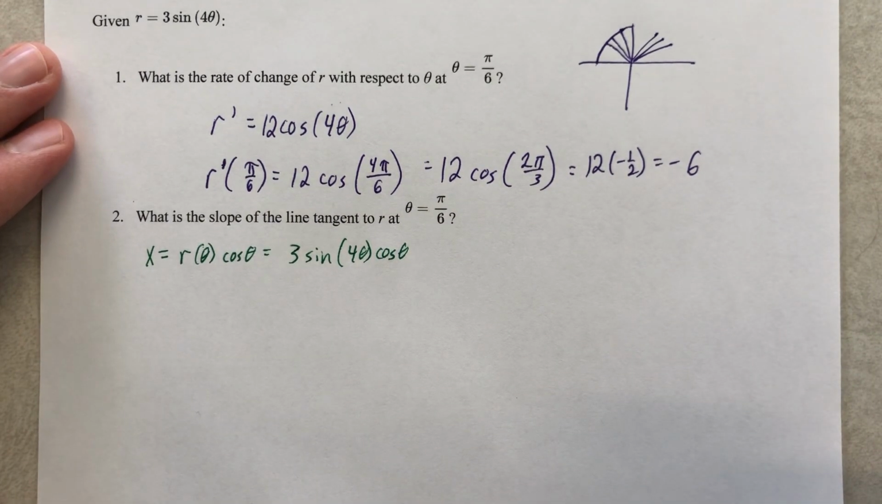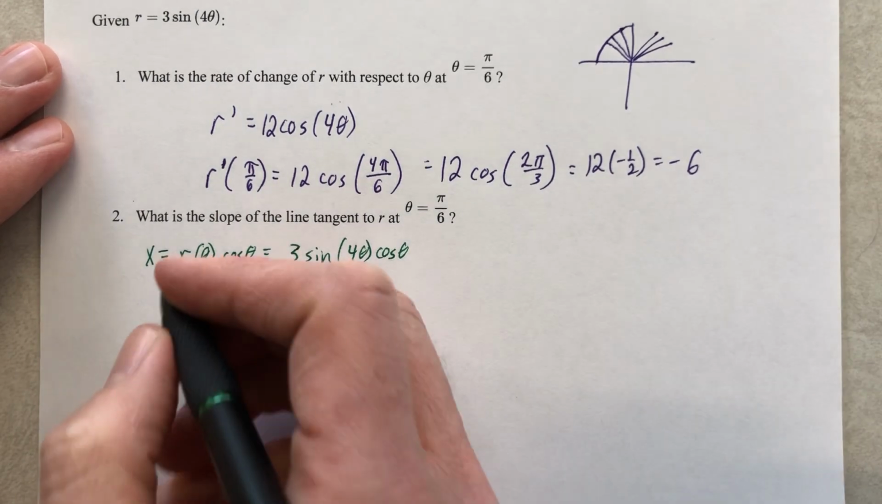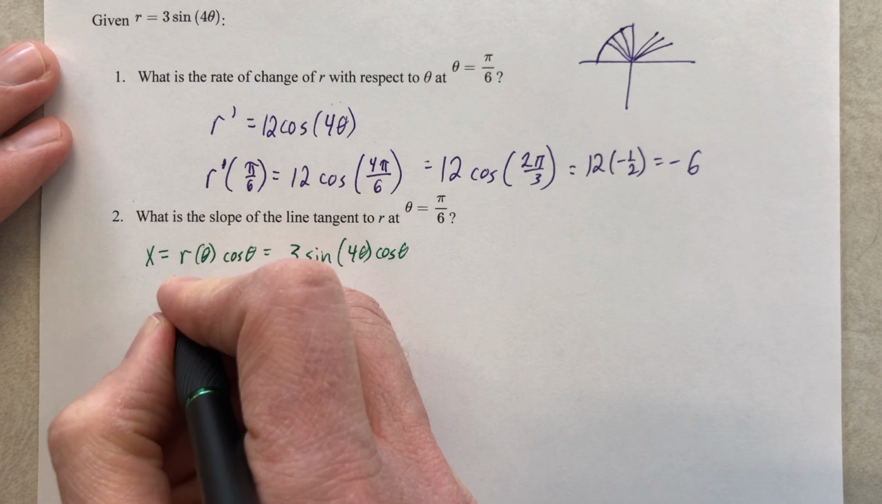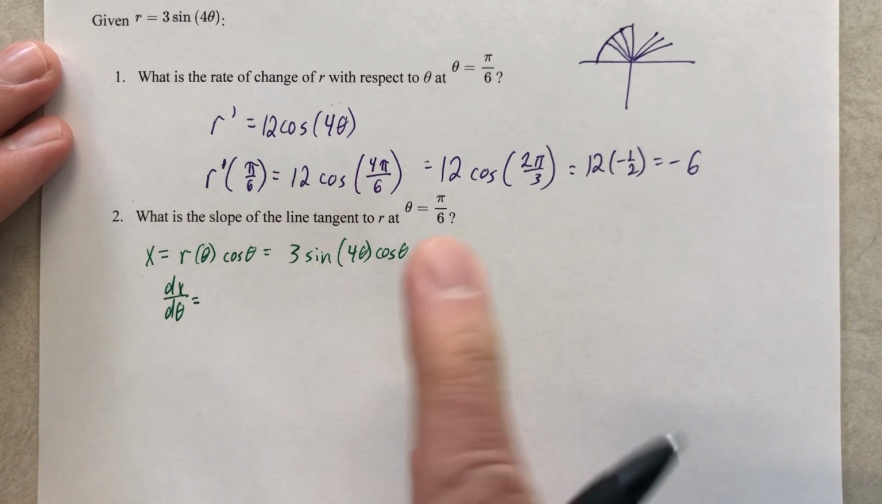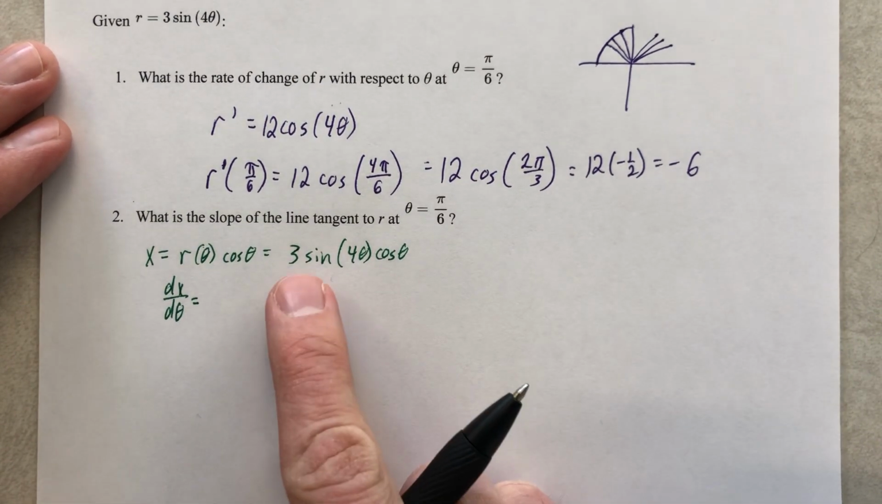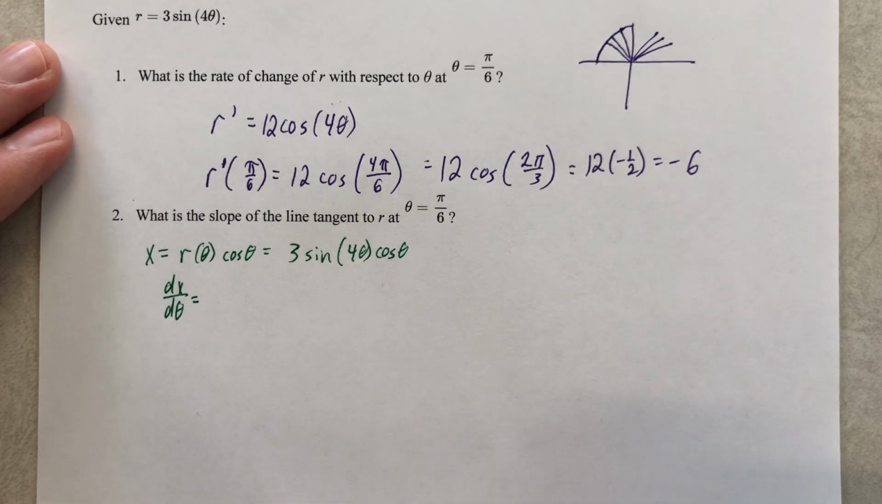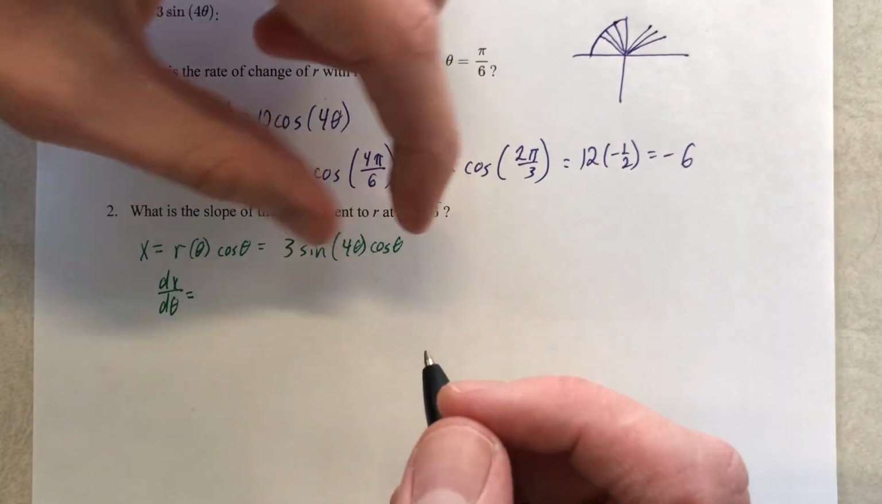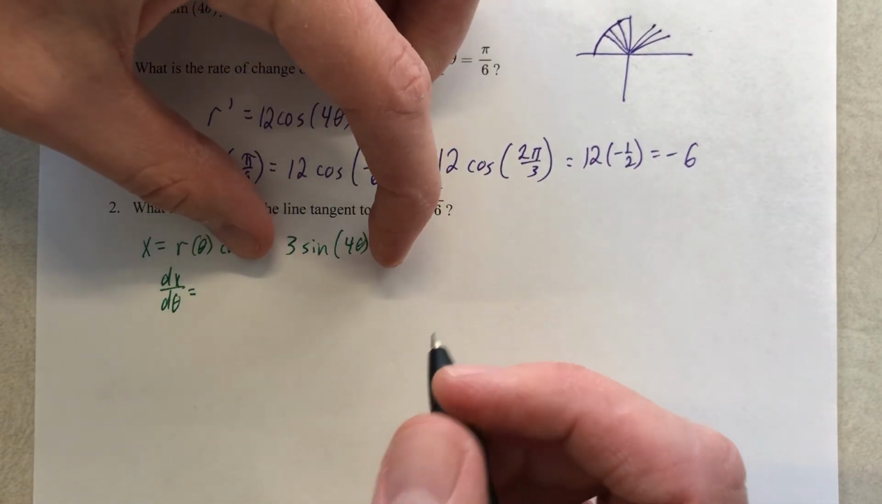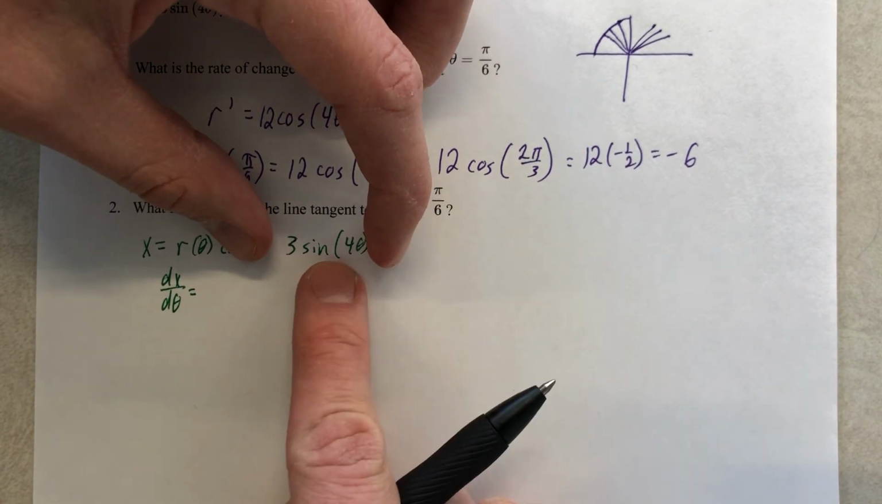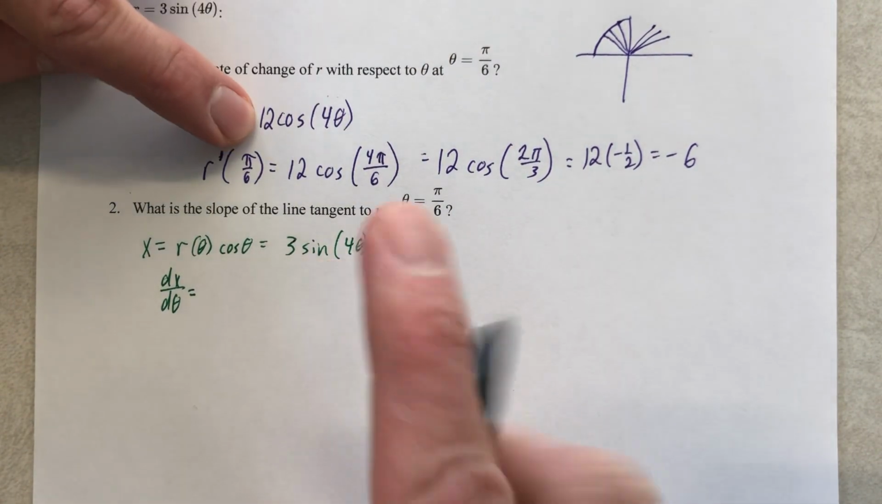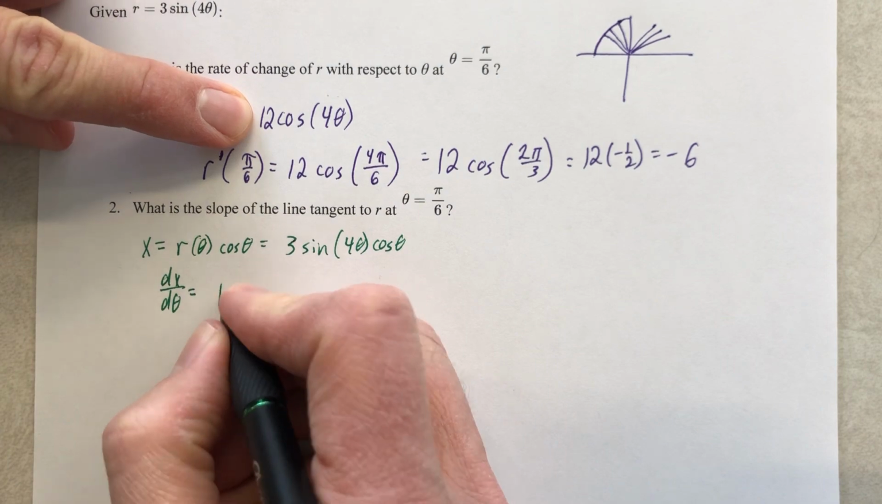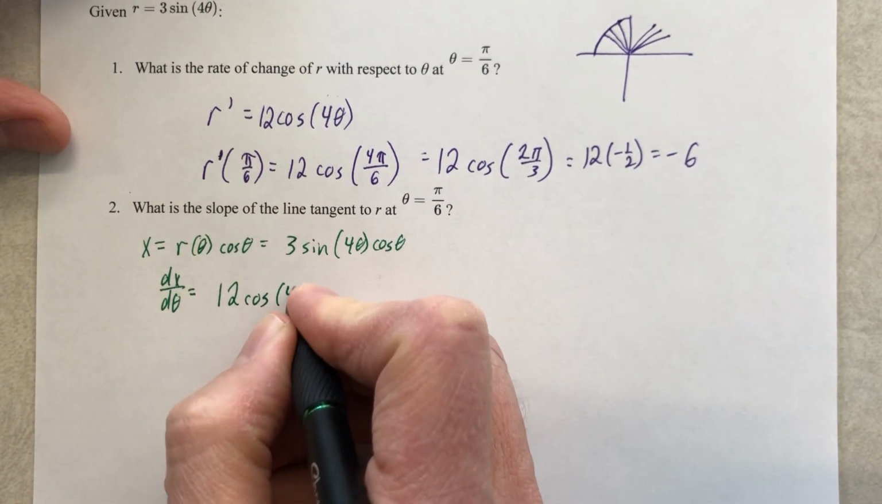That's good to know. And I'm going to go ahead and find the derivative of that. So dx d theta is, okay, we're going to clean this up a little bit. It's going to involve the product rule with some chain. It's going to be great. So f prime g plus f g prime. For f prime, we've already taken the derivative of this and ended up with that. So there's this one, 12 cosine 4 theta.